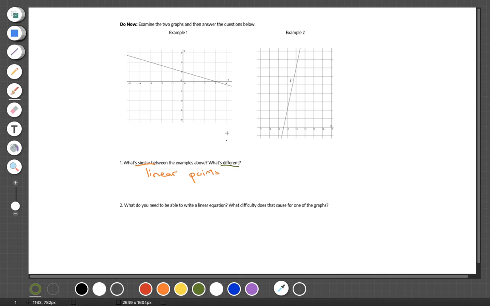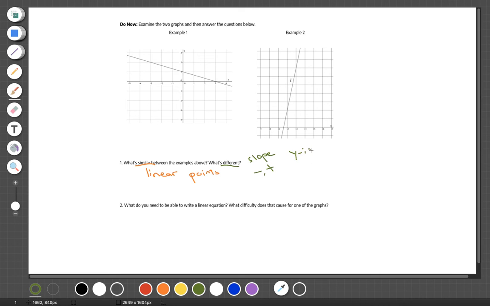So what's different? Well, let's just look at the fundamental way the graph's set up. So first of all, remember we always read a graph left to right. Well, this one's going down, this one's going up. So that means one is negative and one's positive. Okay. And that's talking about the slope specifically. The slope is negative on the first one because it's going down. This one it's positive because it's going up. So the slope.